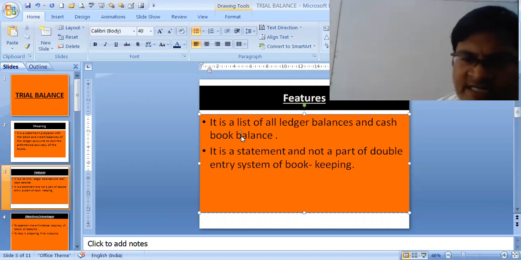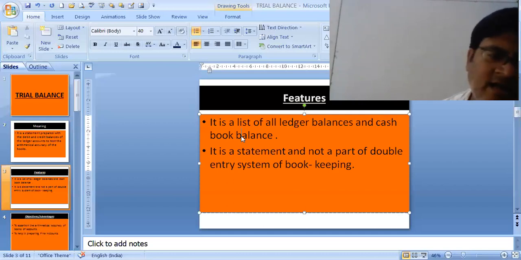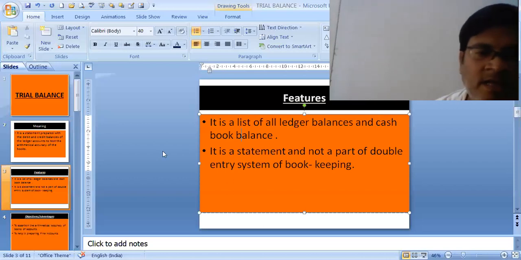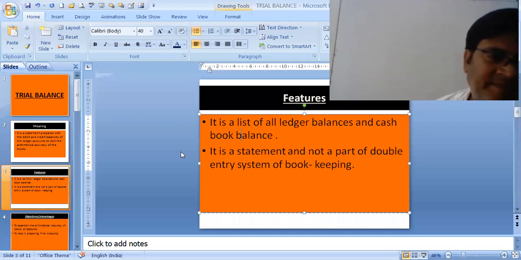Next feature, it is a statement and not a part of the double entry system of bookkeeping. It is a statement, always remember. That's why it is not prepared under the double entry system. It is a statement, and that is why it is prepared not on a year ending date, but on a particular date. For the year ended, we don't write, we write as on.